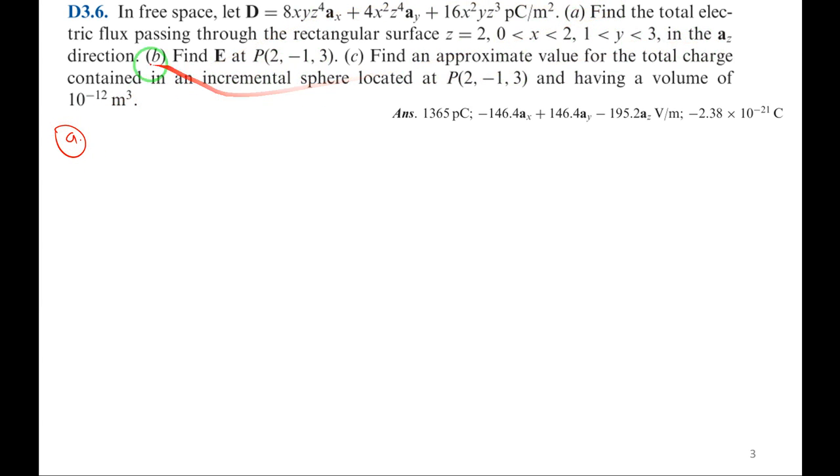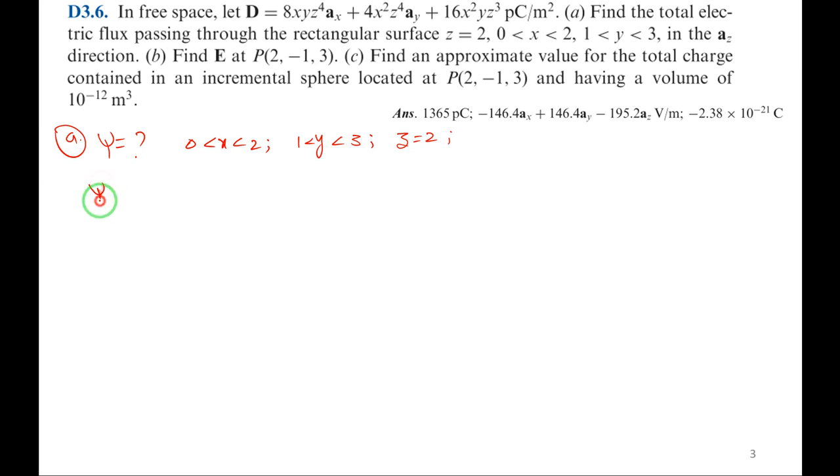D vector is given. Find the total electric flux, that means psi. We want to find out psi passing through this rectangular surface. Boundary is given. x lies between 0 to 2 and y lies between 1 to 3 and z is 2. Right? Okay, if z is 2, then what is the limit of z? We will see it. It should be from 0 to 2 only. Then I want to find out the total electric flux passing through this surface having the boundaries x lying between 0 to 2 and y lying between 1 to 3 and z equal to 2.